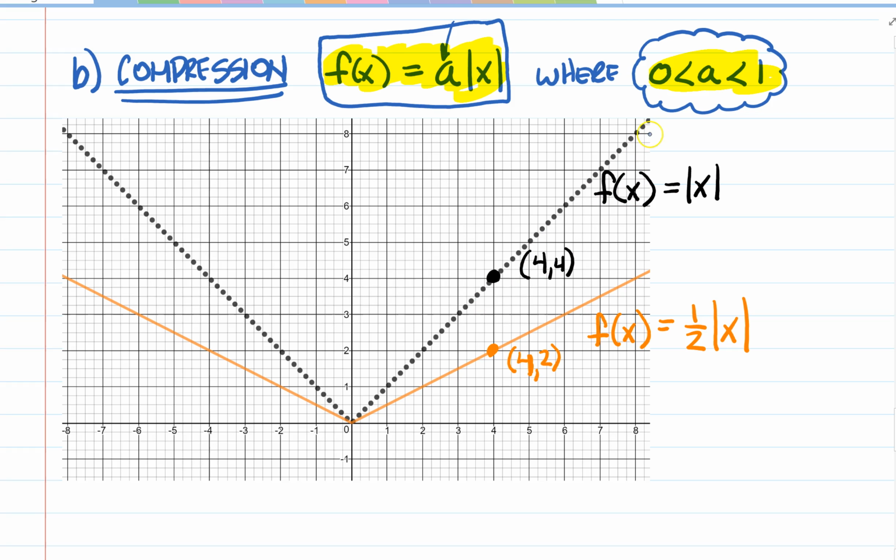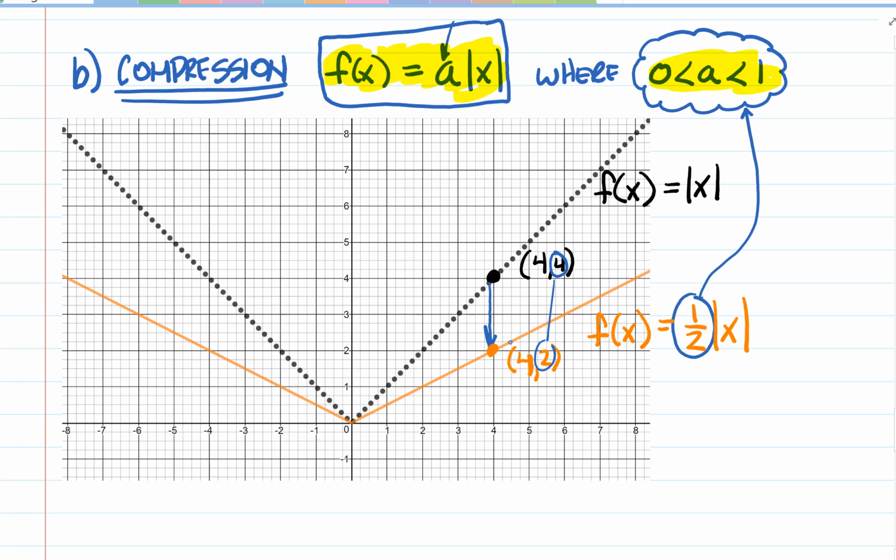So again, let's say I have the parent function in black dots, absolute value of x, and then I have this orange graph, which is 1/2 times the absolute value of x. So notice that the a value in this case is 1/2, and that number 1/2 is trapped between 0 and 1. So what it does is, let's take a point here, (4, 4). If I run it through my new function, it would translate to (4, 2). So again, the y value has been shrunk down to half as much. So that means that this new output for x is going to be down there at 2 versus up at 4. And what that does is that results in a vertical compression for all points.